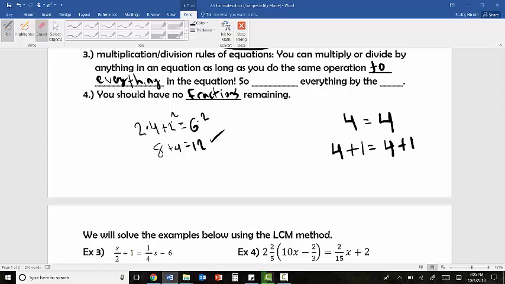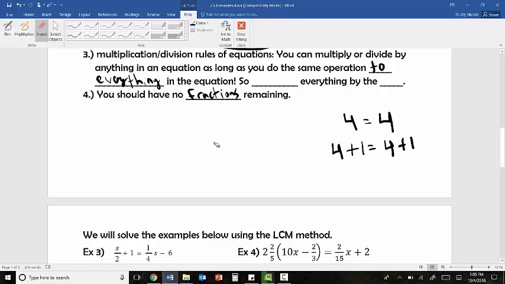And it works the same way if you would have used division. So instead of multiplying by 2, let's try dividing everything by 2 and see if it still holds true. So we'll get 2, 1, and 3. And that is true, that checks out.